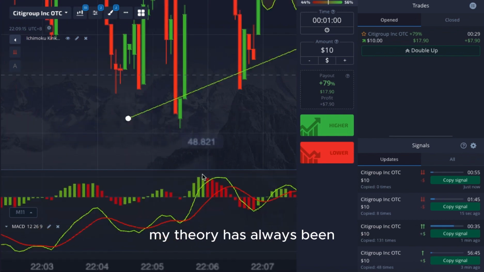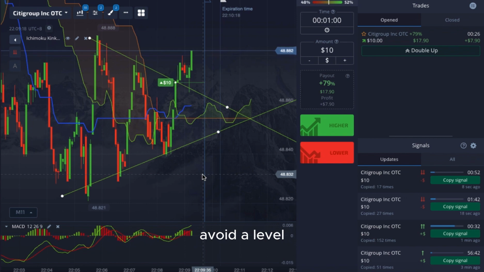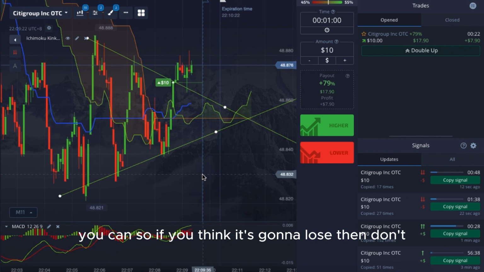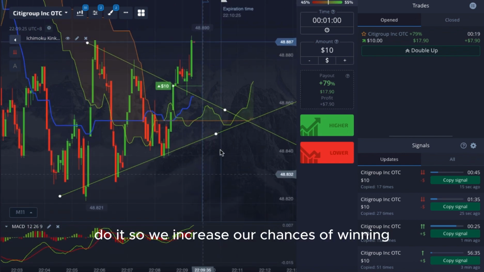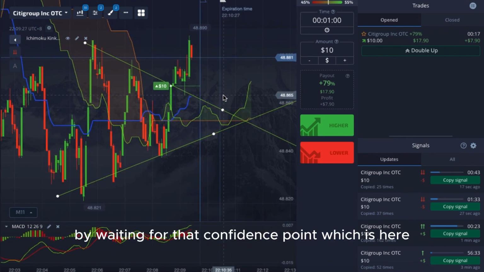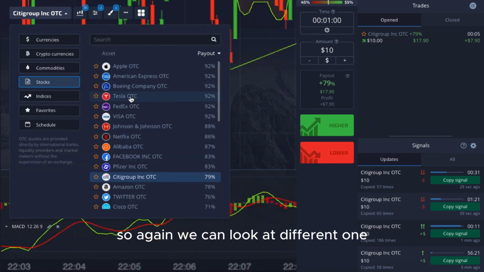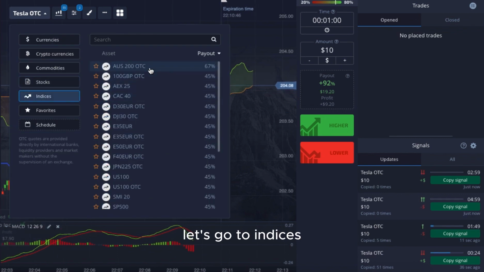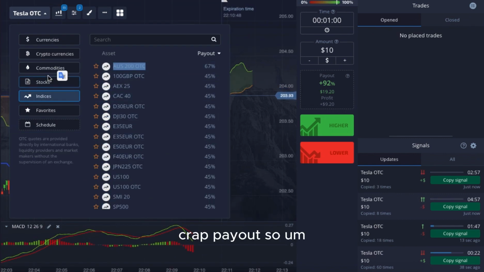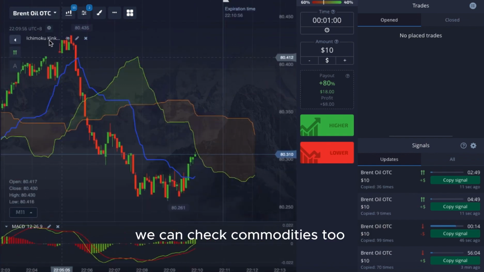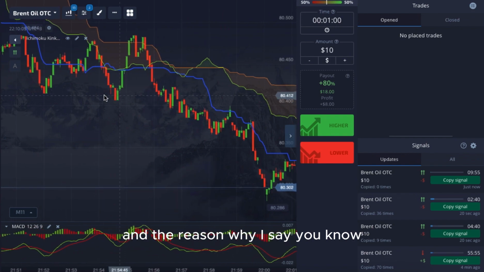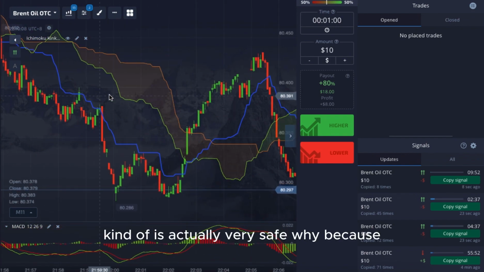My theory has always been avoid a level of martingale wherever you can. So if you think it's going to lose, then don't do it. So we increased our chances of winning by waiting for that confluence point, which is here. So again, we can look at a different one. Let's go to indices. No, it's a bit crap payout. So we can check commodities too. This trends very well. And the reason why I say the martingale thing is actually very safe.